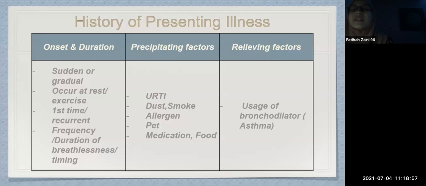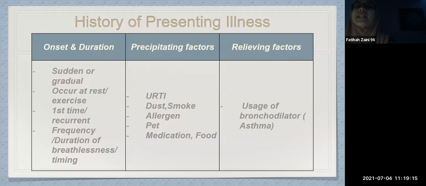For the timing, it is very important that in acute exacerbation of bronchial asthma, the symptoms usually worsen during the night time or early morning, while in croup, the symptoms often start and are worse at night.